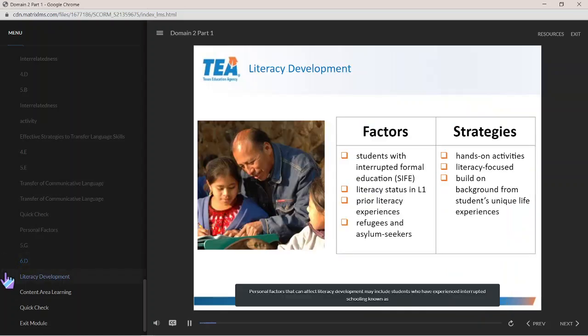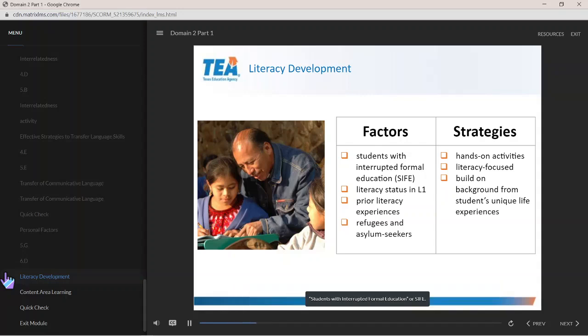Personal factors that can affect literacy development may include students who have experienced interrupted schooling, known as students with interrupted formal education or SIFE. These English learners may sometimes be refugee and asylum seekers, but could also include highly mobile English learners who have gone extended periods of time between enrolling, withdrawing, and re-enrolling in U.S. schools. If the English learner's literacy in L1 is not well developed, or they have had limited prior literacy experiences, the following strategies will benefit them: hands-on activities, literacy-focused learning strategies, and building on background from students' unique life experiences.